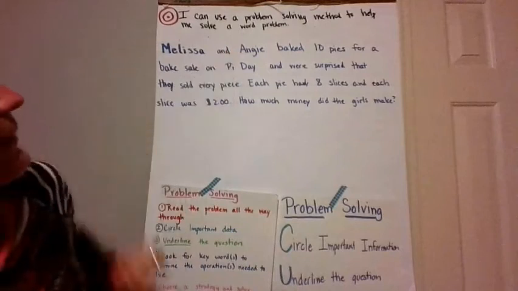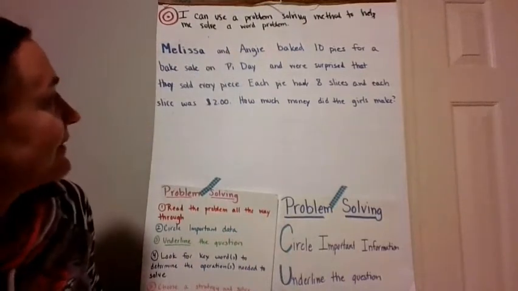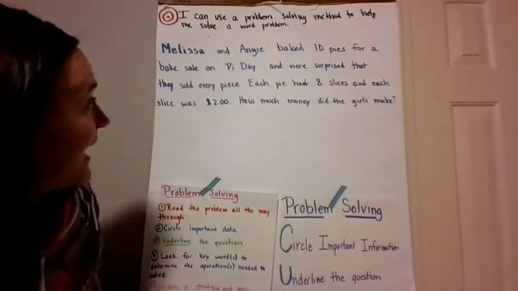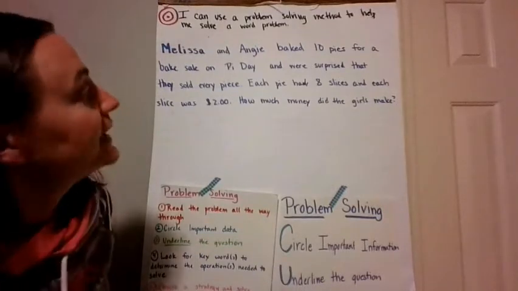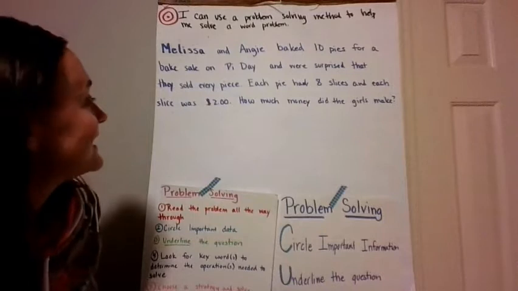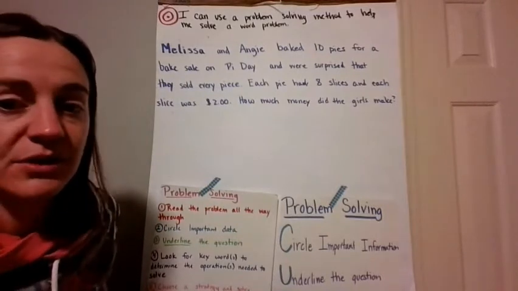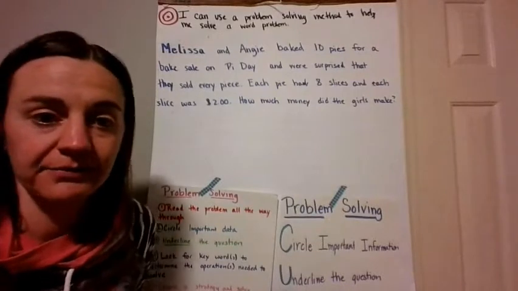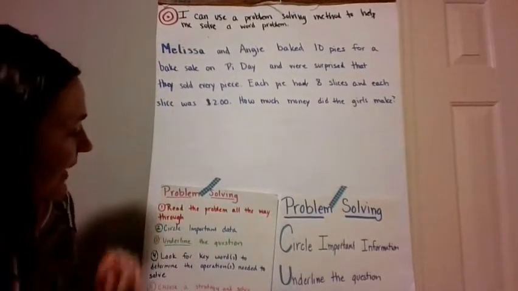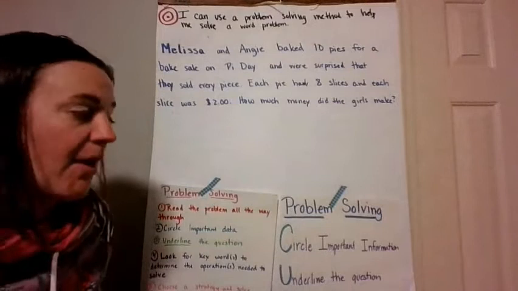Melissa and Angie baked 10 pies for a bake sale on Pie Day and were surprised that they sold every piece. Each pie had 8 slices, and each slice was $2. How much money did the girls make? So I just did step 1, read the problem all the way through.